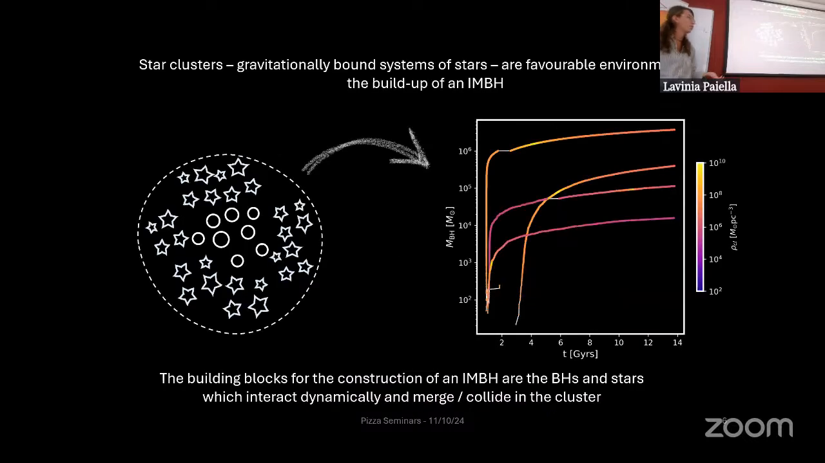Now, one scenario that I'm studying is the formation of intermediate mass black holes in star clusters. Star clusters are basically gravitationally bound systems of stars, and these are good environments for the formation of intermediate mass black holes because they are dense environments, which means that the objects in the clusters have the chance of pairing up, colliding, merging, and so building heavier and heavier objects under, of course, specific conditions.